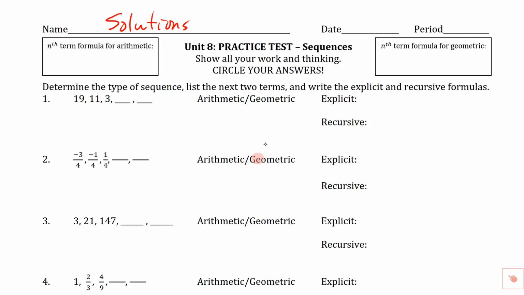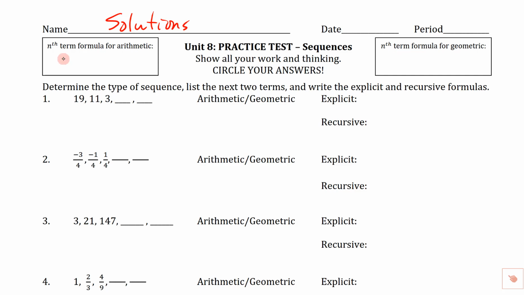This is the practice test for Unit 8 on sequences. Again, we want to make sure we show all our work and circle the answers so everybody knows we know what we're doing. At the top here, I've got something a little bit different. Because this is so formula-based in this unit, let's write down what the nth term formula is for each one of these.